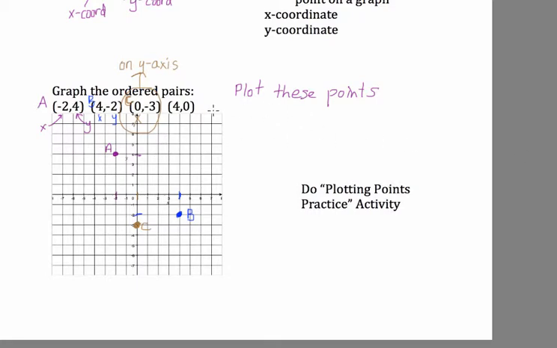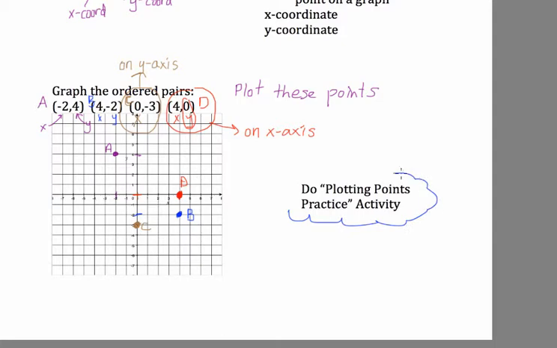Okay, let's do the last one. We'll name that point D. So the x-coordinate is 4, the y-coordinate or y location is 0. So it's flat. It has no vertical movement, so it's right there on the x-axis. That's point D. Again, when the y-coordinate is 0, the point is on the x-axis. I sometimes have students memorize that.